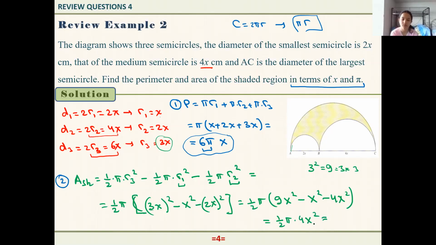4x squared. Now this 4 over 2, that is 2, that is 2 pi x squared. So that is the area of the shaded region, and we leave our answer in x and pi. Okay? I get it. Yeah.